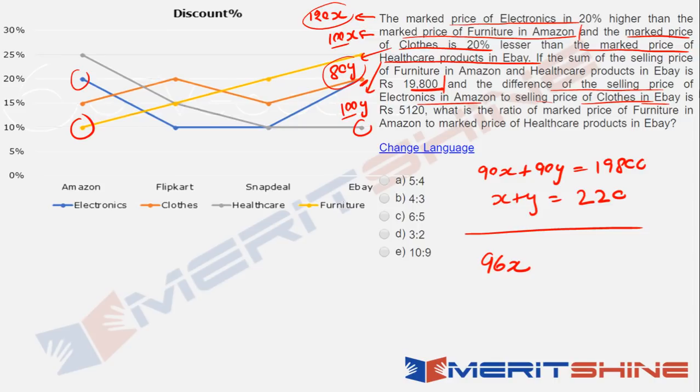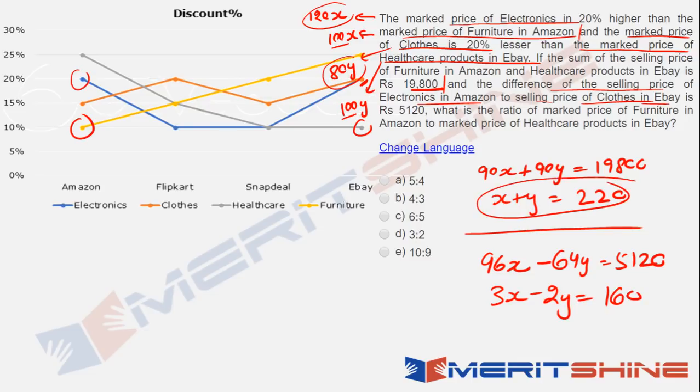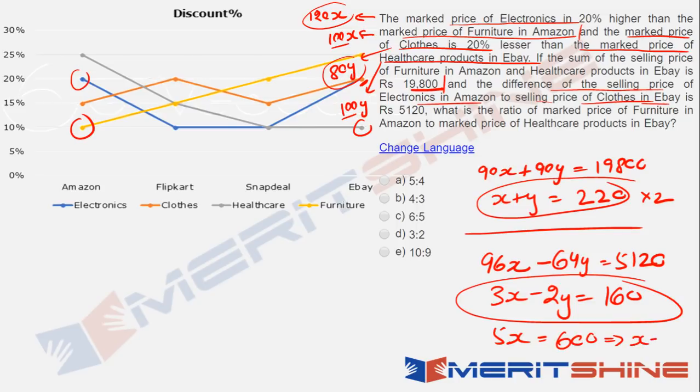So what it says is that this difference is 5120. So 96x minus 64y would give you 5120 here. So this is the second equation. Again, you can just write it like this: 3x minus 2y is equal to 160. So this is your first one, this is your second one. Double this, add this here, so you'll get 5x as how much? 600, which implies that x would be equal to 120.